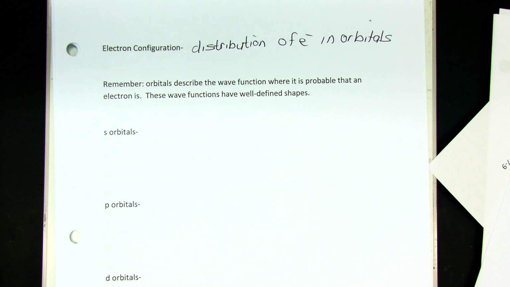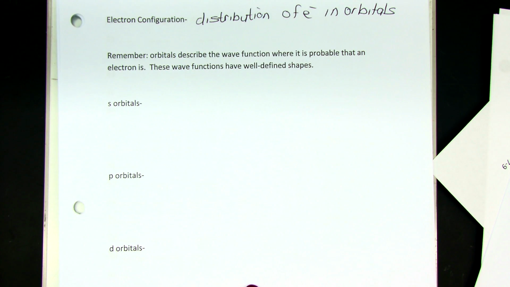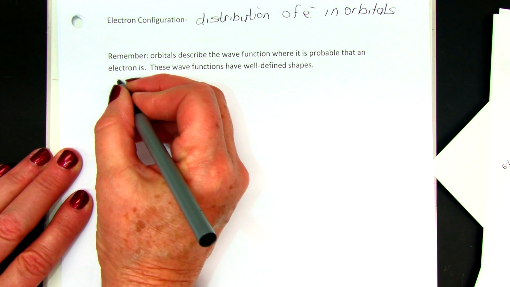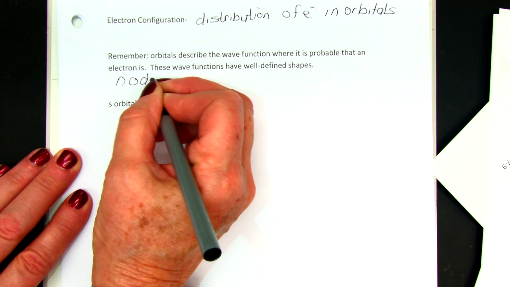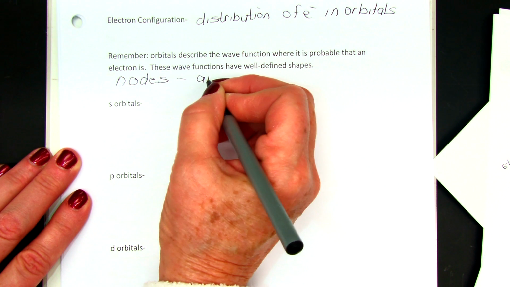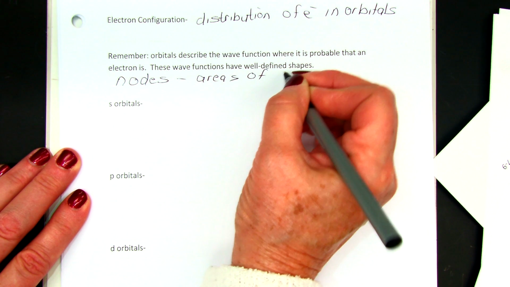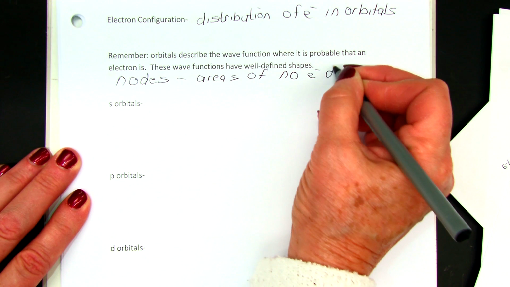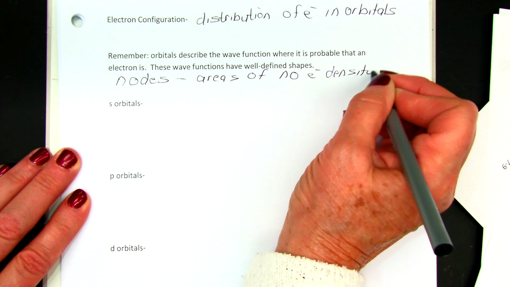So we said that orbitals can be thought of as standing wave functions, and it describes the area in three-dimensional space where it's probable that we will find an electron. So these wave functions have mathematically well-defined shapes, and now we're going to think of that. And remember, within these shapes, we talked about this the other day, we have nodes, which are areas of no electron density or zero probability that we would have electrons there.